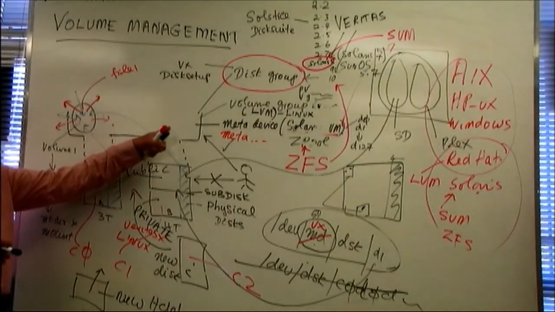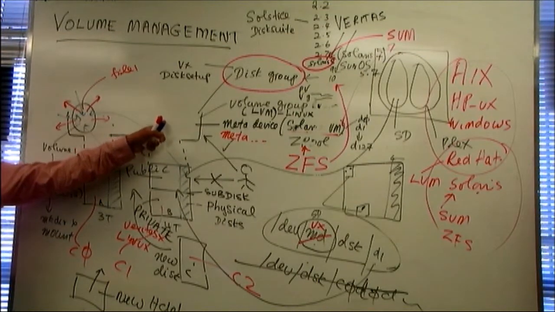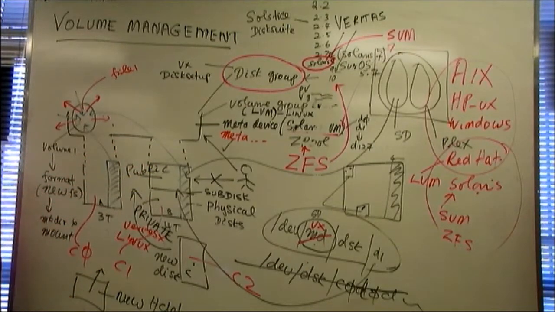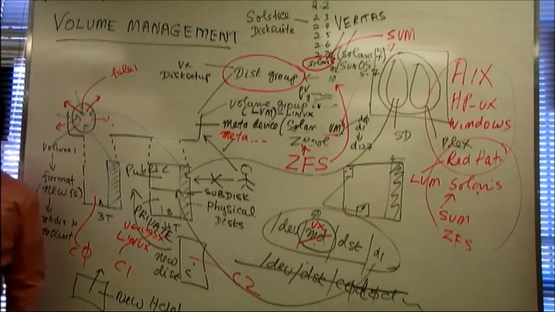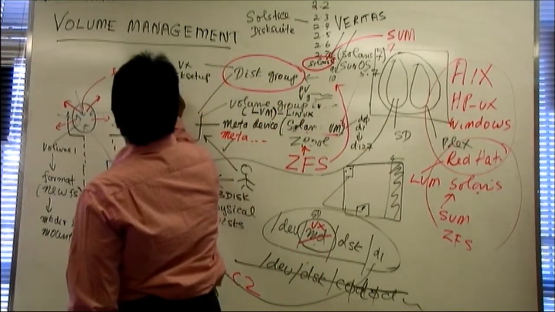What is the command to create a disk group? This is the disk group I said. What is the command to create a disk group? Vx disk group? No. Vx is the first, right? Vx then create? No. Vxdg. So to create a disk group, Vxdg.